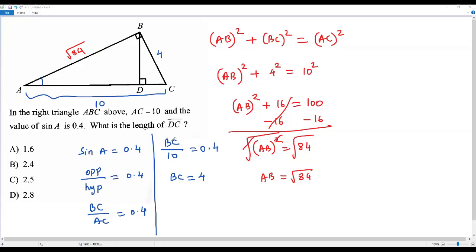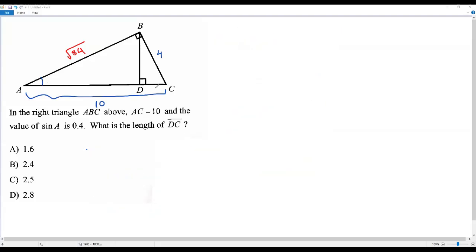Now let me erase this and continue the problem. Now, let me consider two right triangles over here. One is the right triangle ABC, and the other one is the right triangle ABD, because here we have a right angle. So here we have a straight angle. In this straight angle, one part is a right angle over here, then the other part also must be a right angle. So we have two right triangles. One is ABC and the other one is ABD over here.